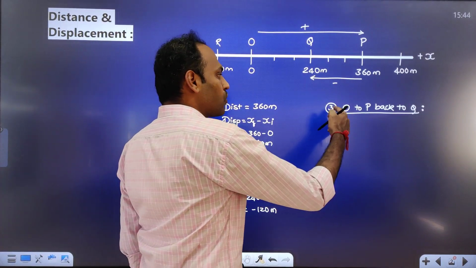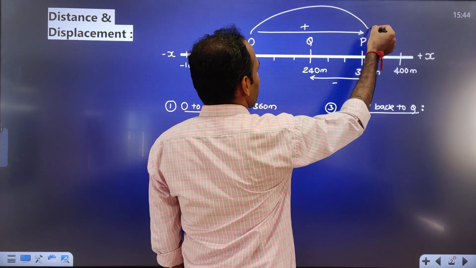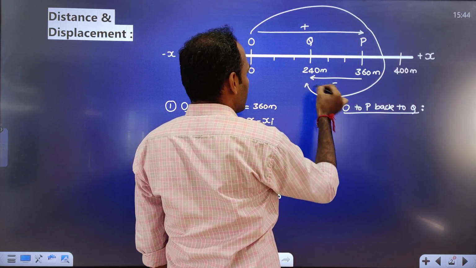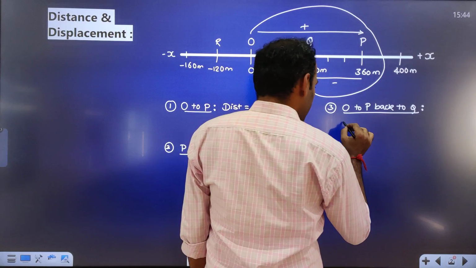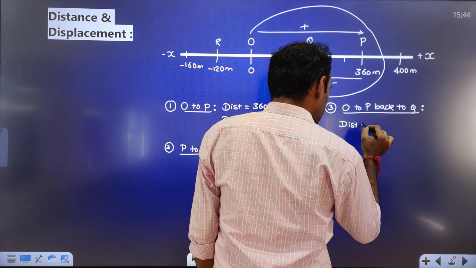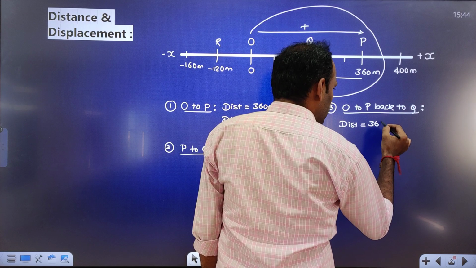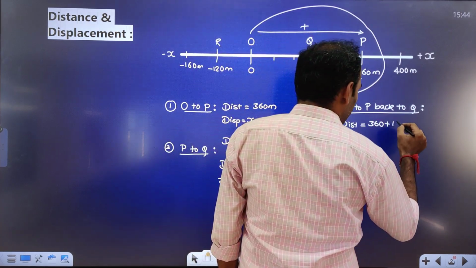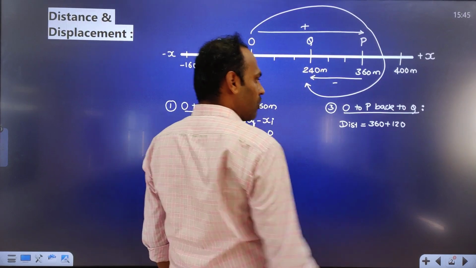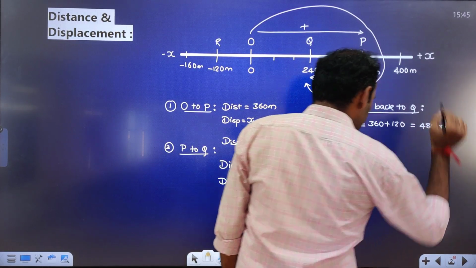Okay, next, O to P and back to Q. So from O we are starting, we are reaching P and we are coming back to Q, right? So this is the journey, O to P and P to Q. See, distance is the actual path traveled. So O to P, it is 360, and P to Q, it is 120. So this will be 480 meters. This much is the distance traveled.